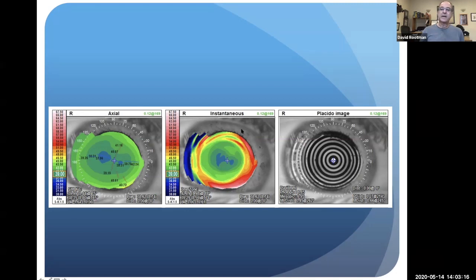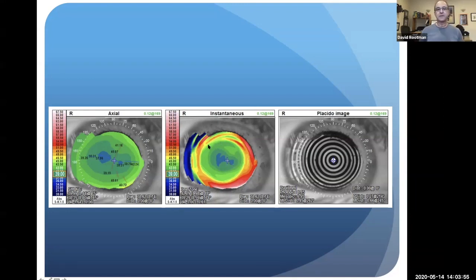But what really helps us to cinch the diagnosis is to look at the instantaneous, or the other name for it, tangential map, because the tangential map, if you remember, shows us change in curvature. And where we're seeing the greatest change in curvature after myopic refractive surgery is at the zone between the treated area and the non-treated area. That's why it turns up like this red circle. And that's useful to diagnose the type of refractive surgery that the patient has had.